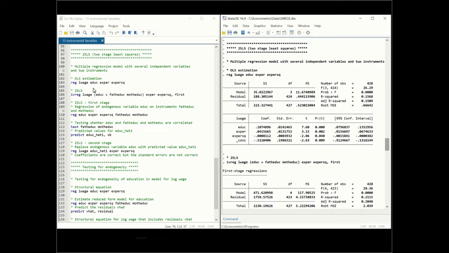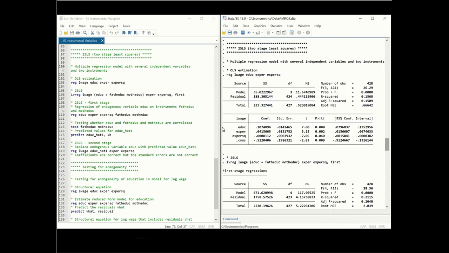So if we're just running an OLS regression, these are the results that we're going to have. And here notice that this coefficient is 0.107. So for each additional year of education, wages increase by 10.7%. And we see that we have a bit larger effect again, which may be due to endogeneity.